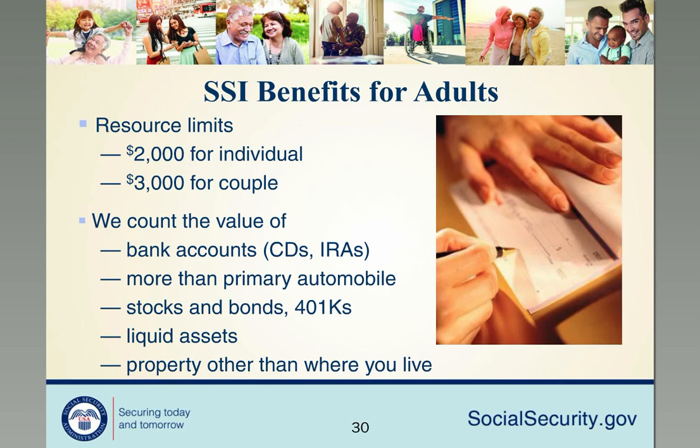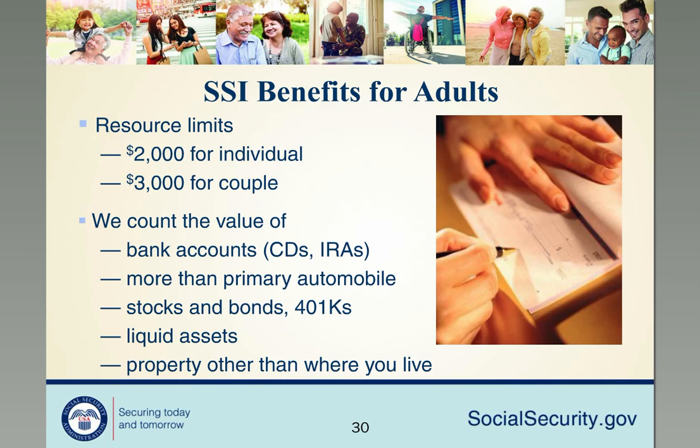As I indicated earlier, when we're evaluating you for the SSI needs-based benefit, we're going to look at your resources. If you as an individual have over $2,000 in resources, you will not qualify for this program. If you're a married couple filing jointly and you have over $3,000 in resources, you will not qualify for this program. Now then, things that we look at, we're going to look at your bank accounts, CDs, IRAs, monies that you have in a bank. We're going to look at more than your primary automobile. We will typically exclude your primary automobile or your primary form of transportation.